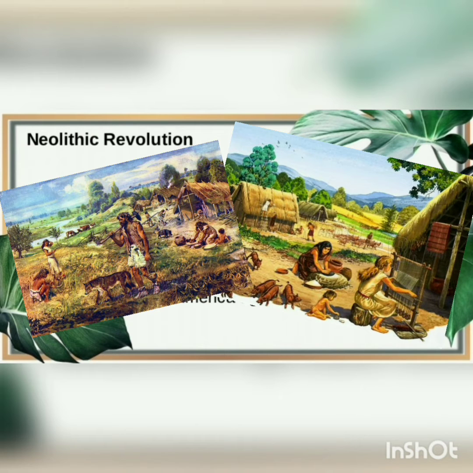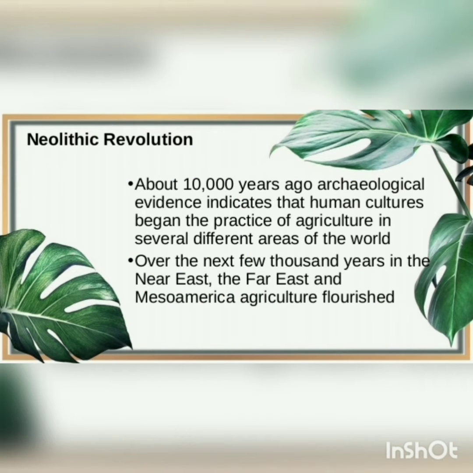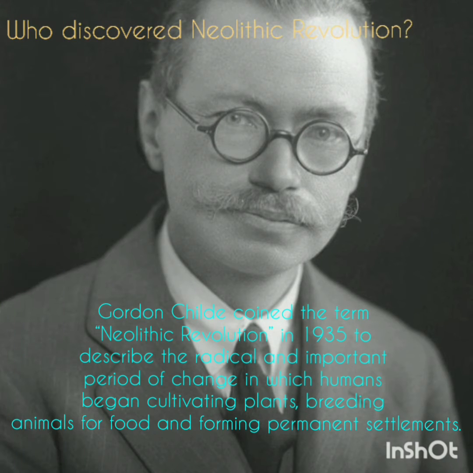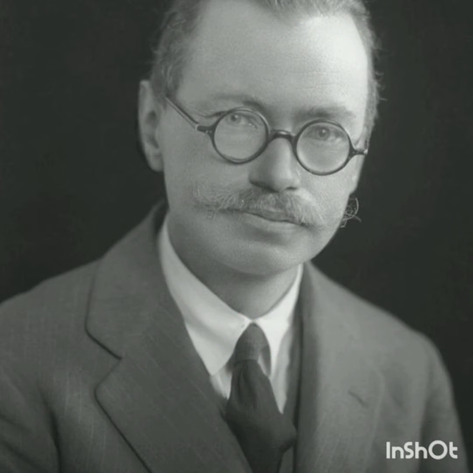The Neolithic Revolution. About 10,000 years ago, archaeological evidence indicates that human cultures began the practice of agriculture in several different areas of the world. Over the next few thousand years, in the Near East, the Far East, and Mesoamerica, agriculture flourished. Who discovered the Neolithic Revolution? Gordon Childe coined the term in 1935 to describe the radical and important period of change in which humans began cultivating plants, breeding animals for food, and forming permanent settlements.